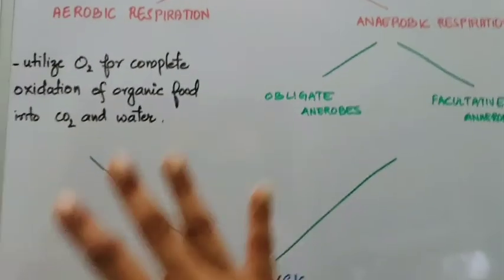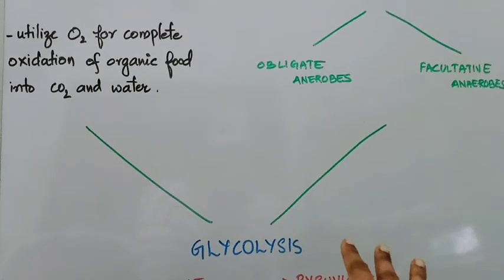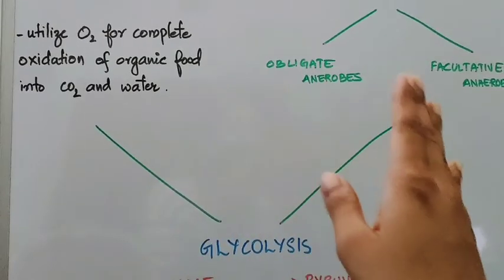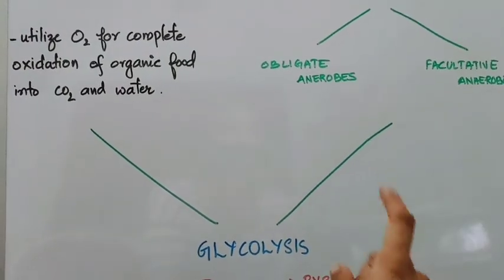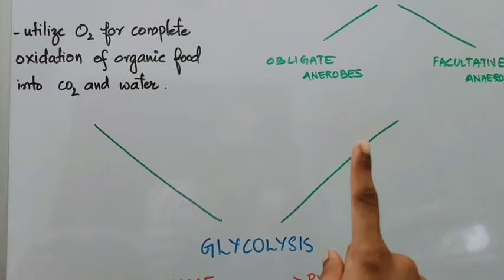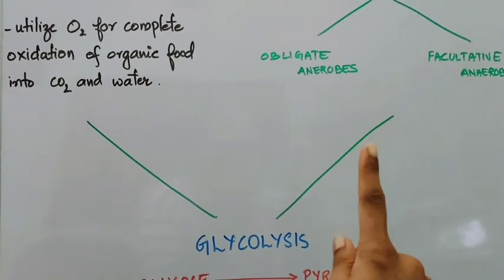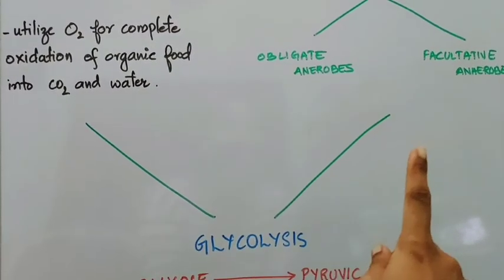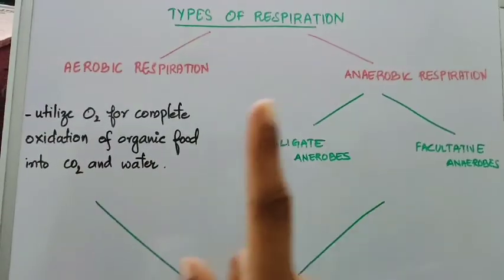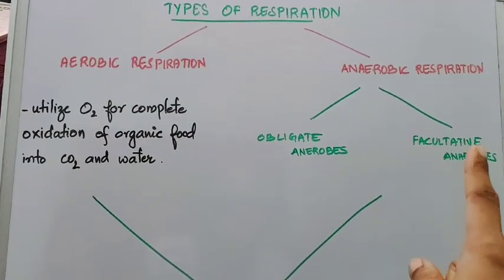So all organisms, whether anaerobic or aerobic, have a first step, a first stage, which does not utilize oxygen. First step wherein oxygen is not being used. So that first step is common in aerobic respiration as well as anaerobic respiration.